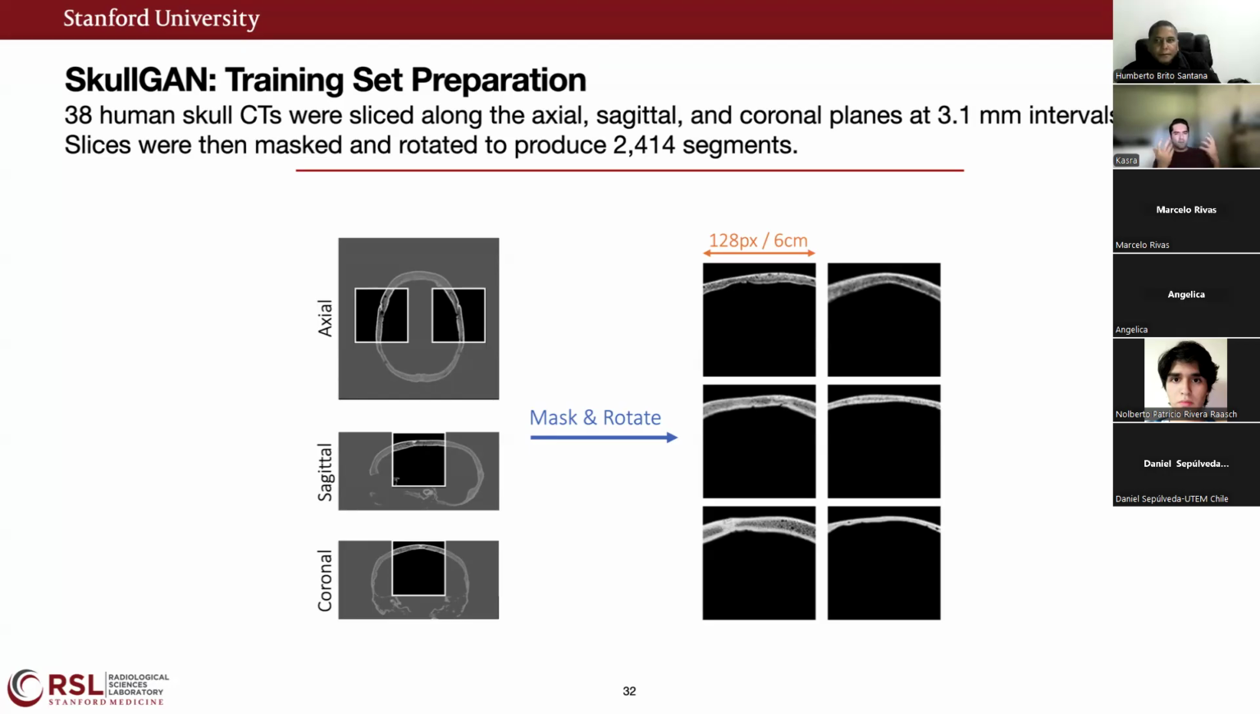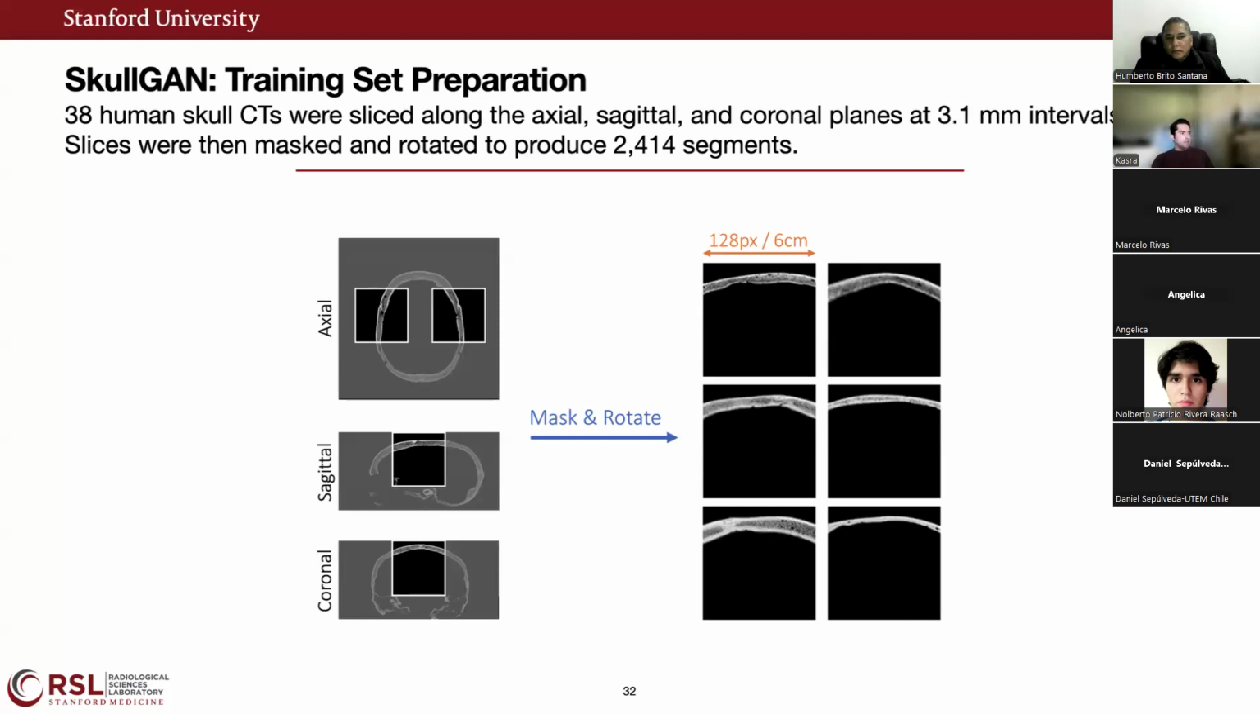We ended up having about 2,400 of these. Maybe I'll mention some detail here. We could have taken the slices at much finer intervals rather than 3.1 millimeter. The one problem we faced was that if they are too close, there's some bias in the training data, and then the generative algorithm we train is incapable of producing diverse data sets if the training set is very close and very similar to each other. So that's why we came down with the 3.1 millimeter interval, and we had 2,414 samples.